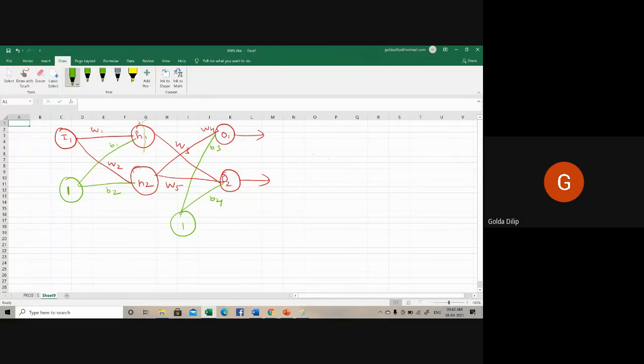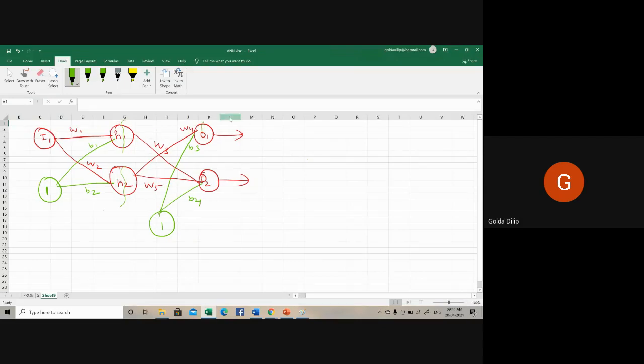Okay, so you need to cut this. O1, okay, again O1, O2, so net O1, out O1, net H1, out H1, net H2, out H2, net O1, out O1, net O2 and out O2, and then you proceed with the computations. Okay, so for this diagram, you do this and submit by the time I take the attendance.